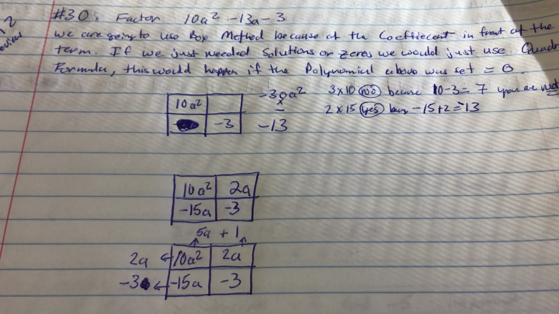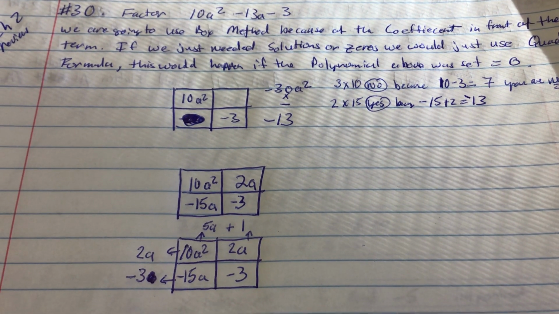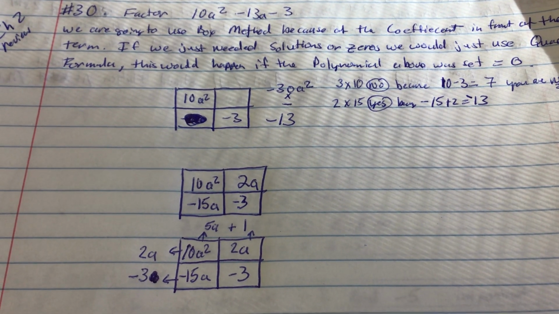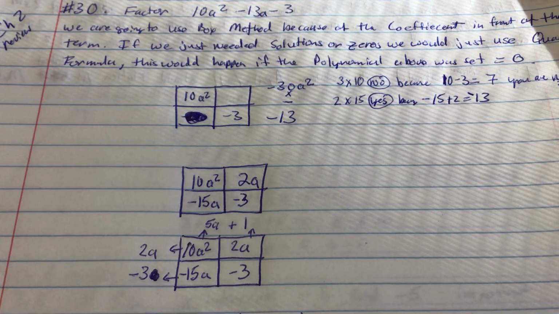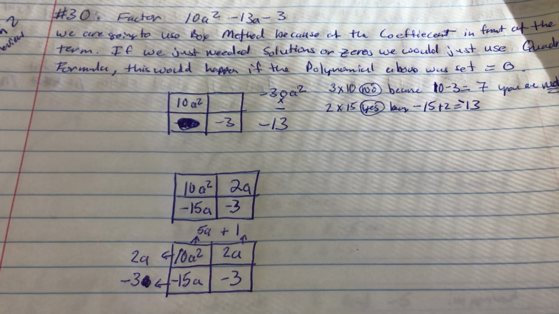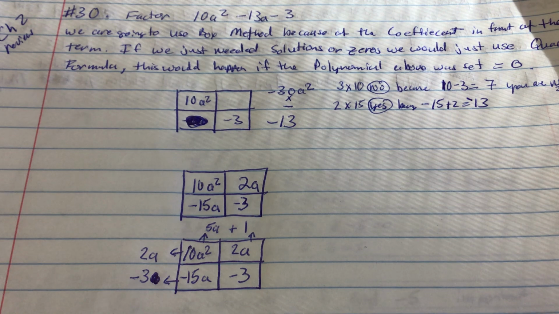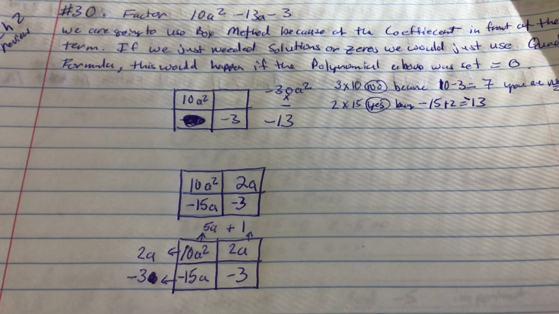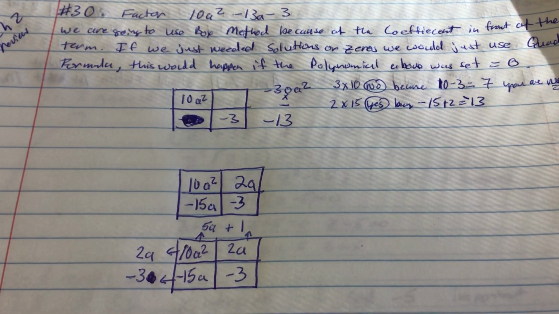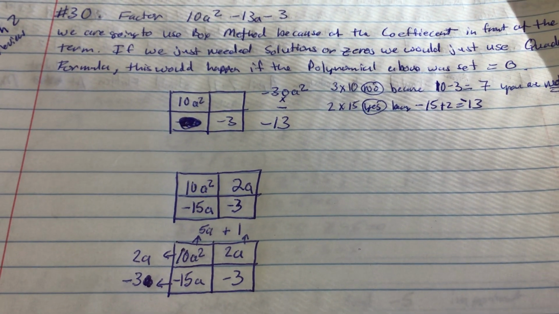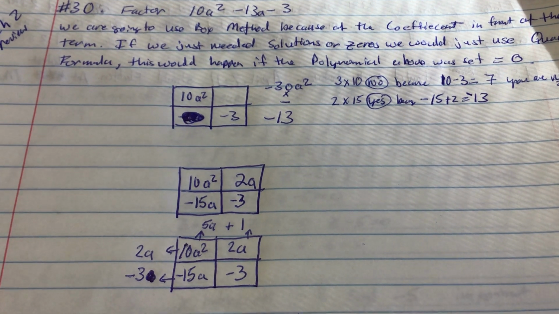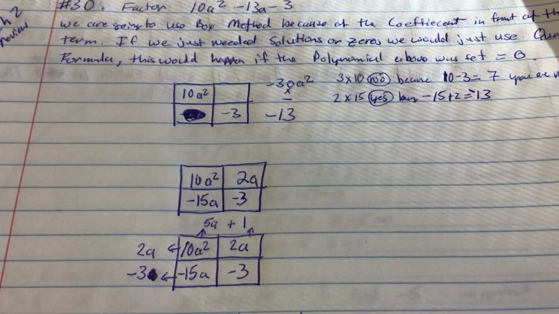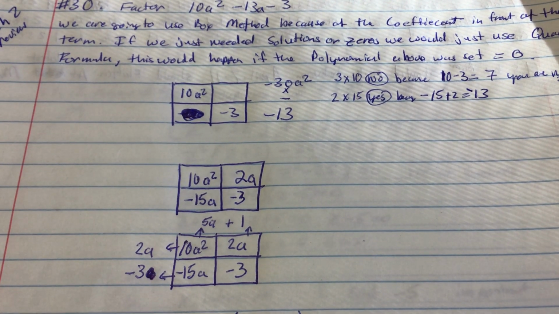So notice in the top two, it was positive 10a squared. I factored out a positive 2a. In the bottom ones, I have a negative 15a. That's what I'm going off of. The negative 3 really doesn't matter. So I'm going off the negative 15a, and that's why I factored out a negative 3. So that's my factoring across to the left. As I factor straight up, notice my first box is 10a squared. That means I'm going to factor out a positive, and then the common factor between 10 and 15 is 5.